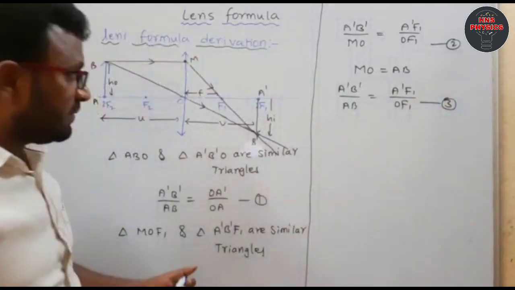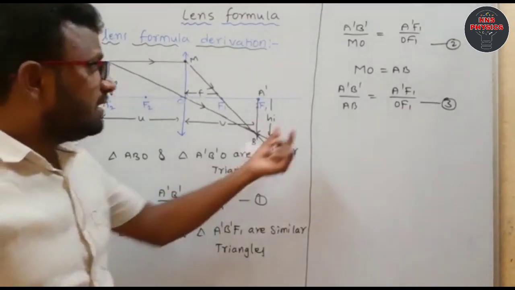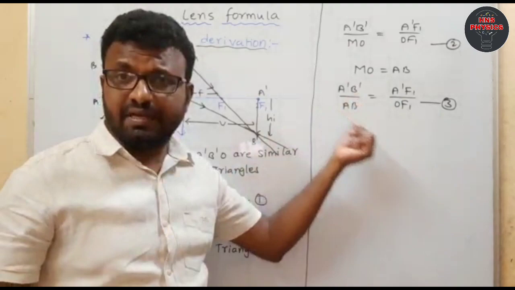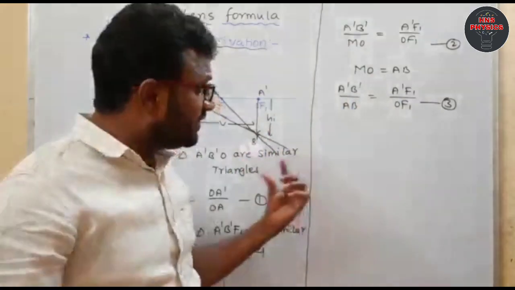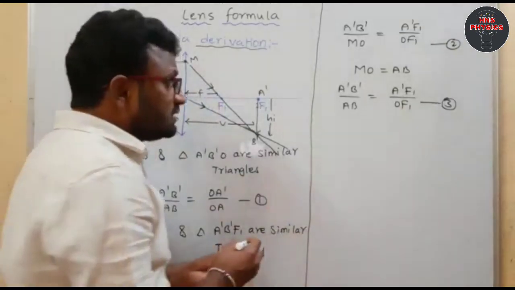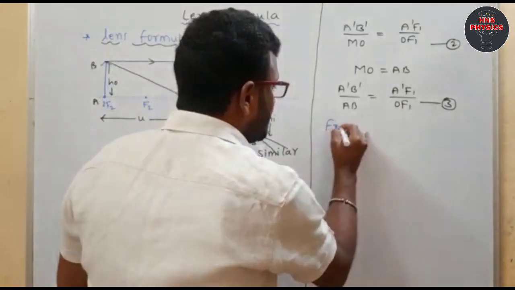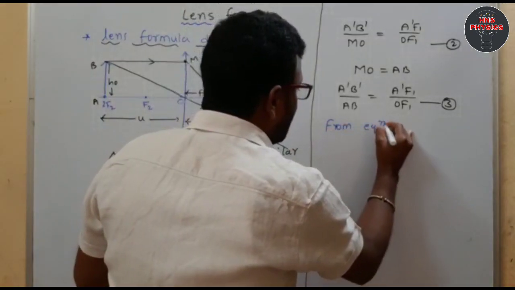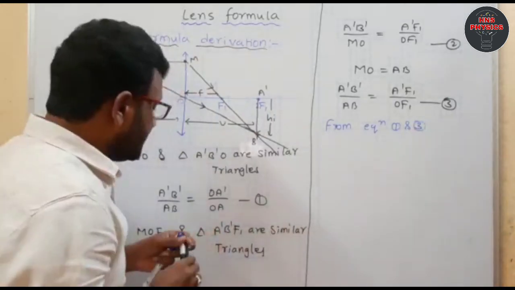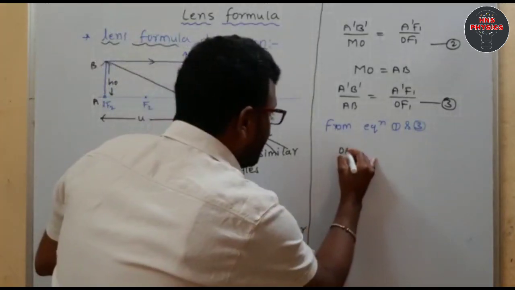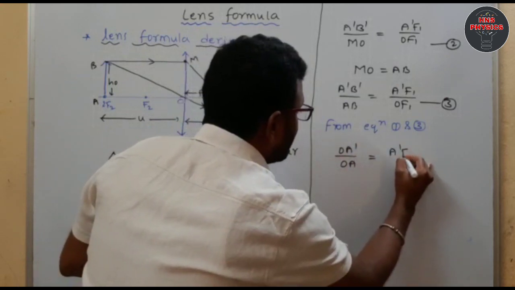Now if you observe equations 1 and 3, on the left side we have A dash B dash by AB, and here also A dash B dash by AB. So the left side values are equal. That's why I am going to equate equations 1 and 3. So from equations 1 and 3, we get OA dash by OA equal to A dash F1 by OF1.